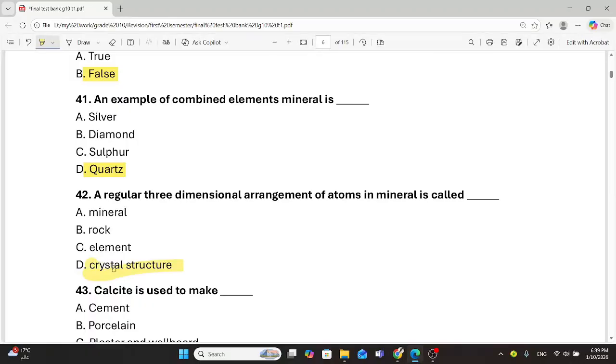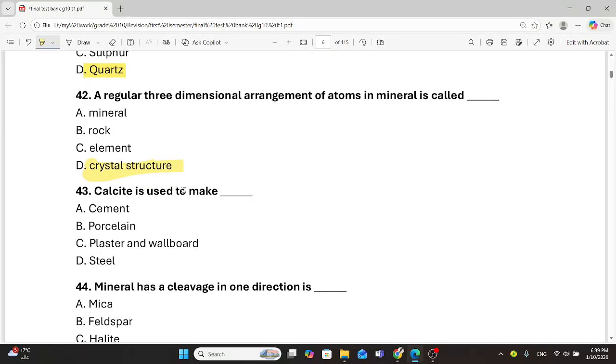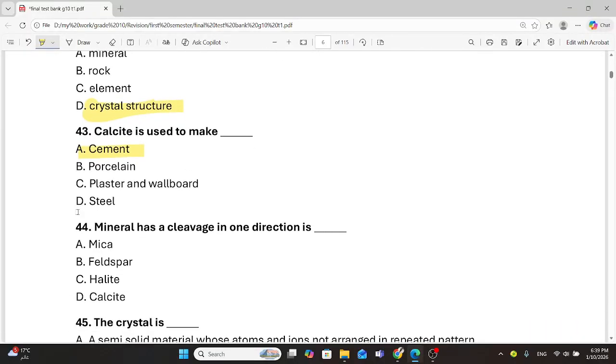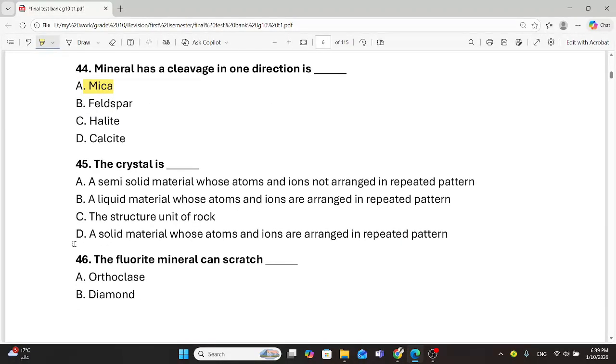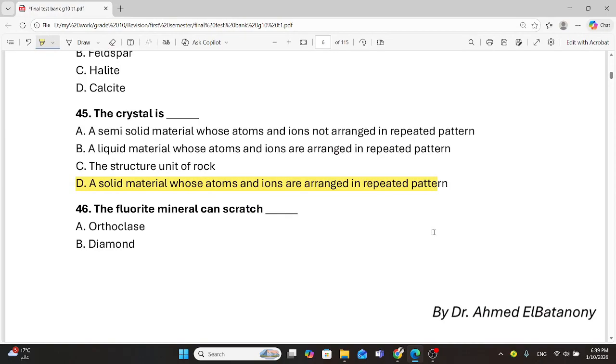طيب الكالسايت used to make cement. طيب minerals has a cleavage in one direction is لسه قايلينها مايكا. طيب the crystal is not a semi-solid ولا a liquid material structure unit of rock. لا solid materials whose atom and ions are arranged in repeated pattern.